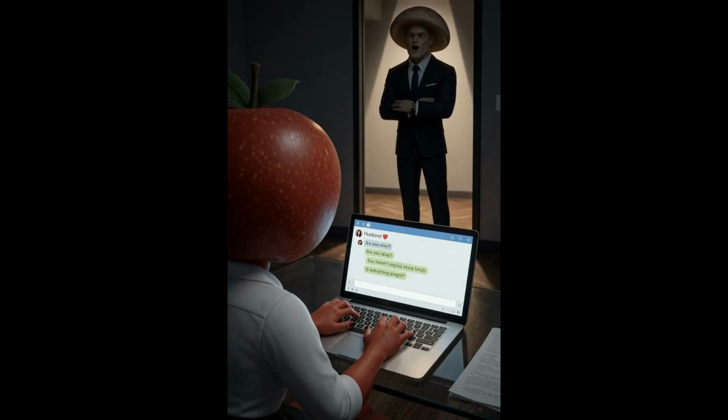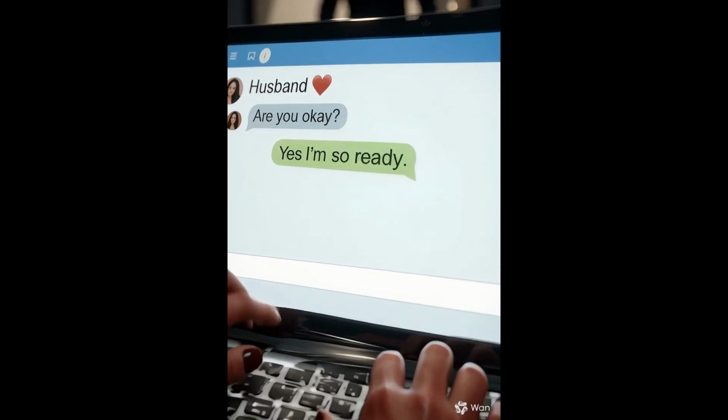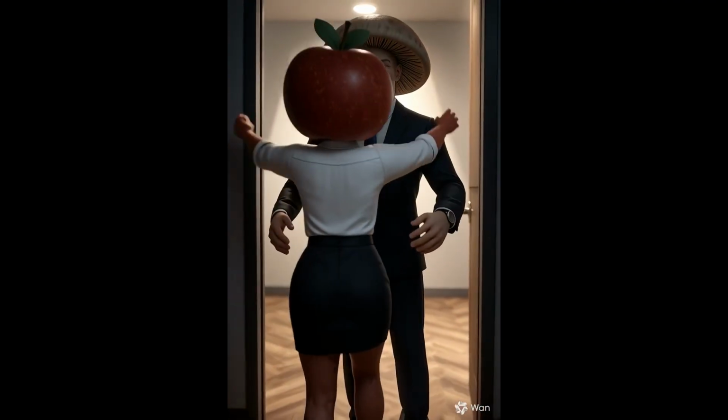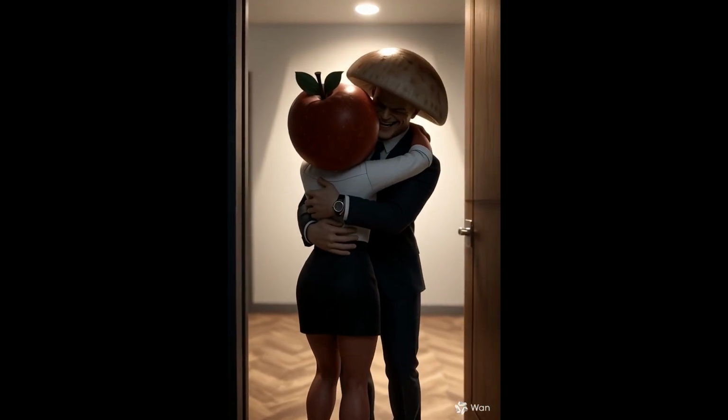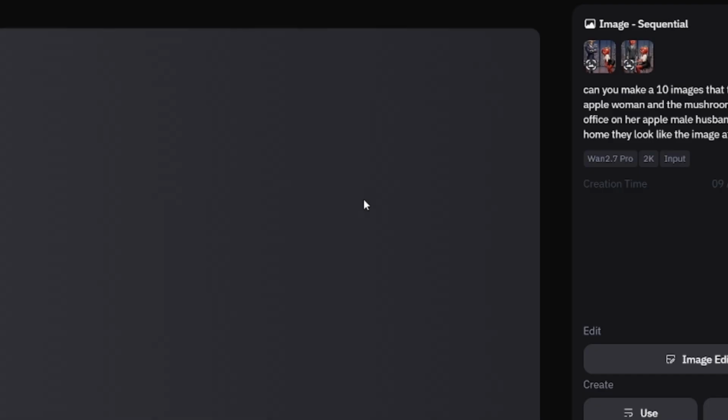As you see, that one was pretty good. A lot of camera angles. You see the lady actually sending a message to her husband, but they're hugging each other and embracing each other while the door is closed, giving you that idea that, well, something's going on, right? And the prompt is pretty lengthy because ChatGPT did help me out with it.